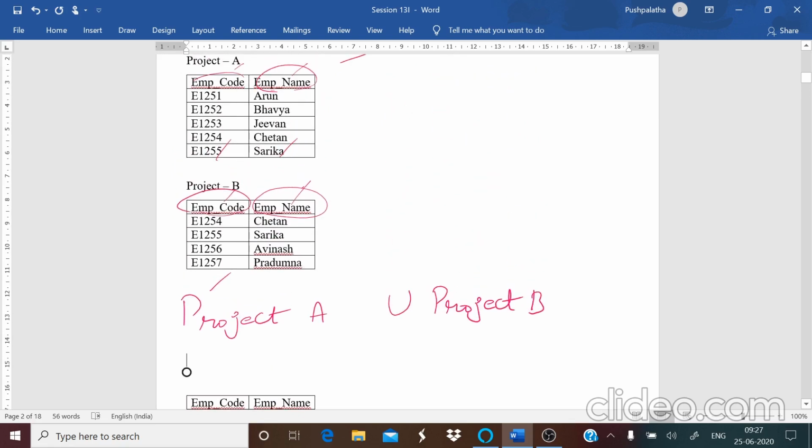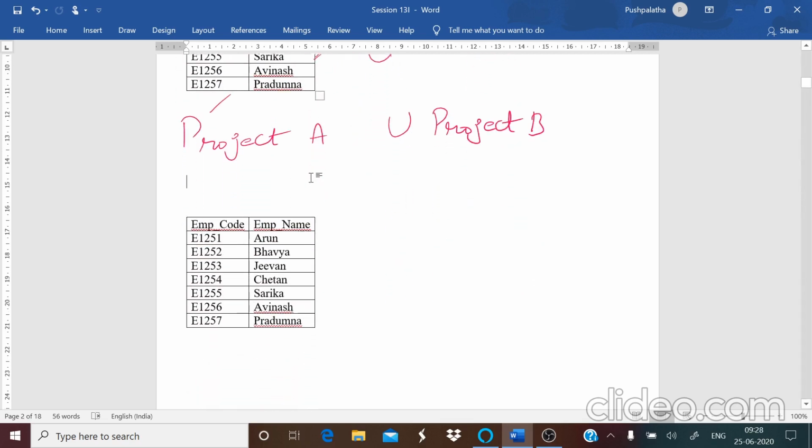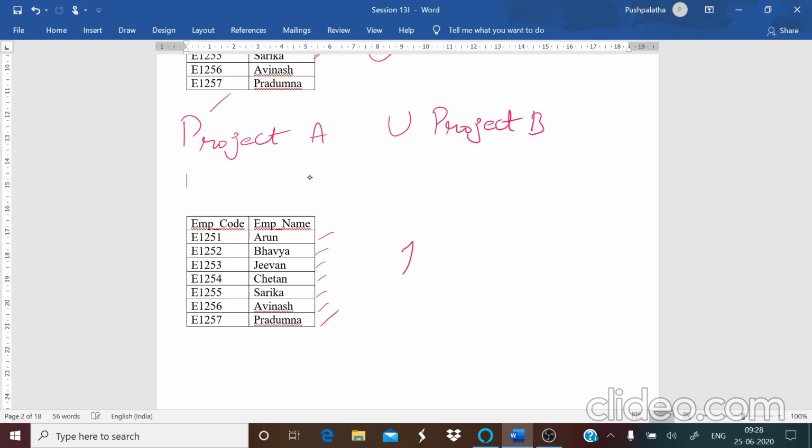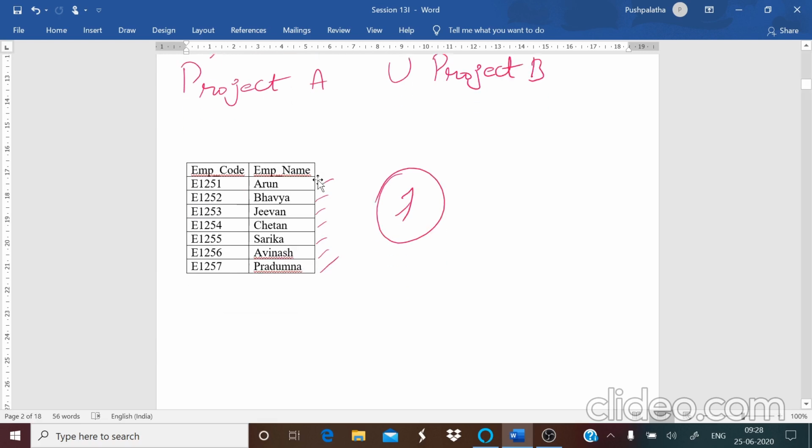How many records are here? Arun, Bhavya, Jeevan, Chetan and Sarika, totally 5 employees are here, and in the other there are 4 employees. So totally that makes up 9 employees. But again Chetan and Sarika are repeated in this, so minus 2. What does it make? There are 7 records. See here 1, 2, 3, 4, 5, 6, 7. So totally 7 records or tuples are displayed to you. This is what you mean by a union operation.